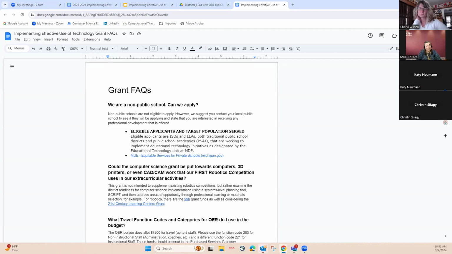I will say I recognize a few of the names in the list today, so yay! It's good to see some of these names popping back in and looking for more information around this grant. We're excited you guys are here.